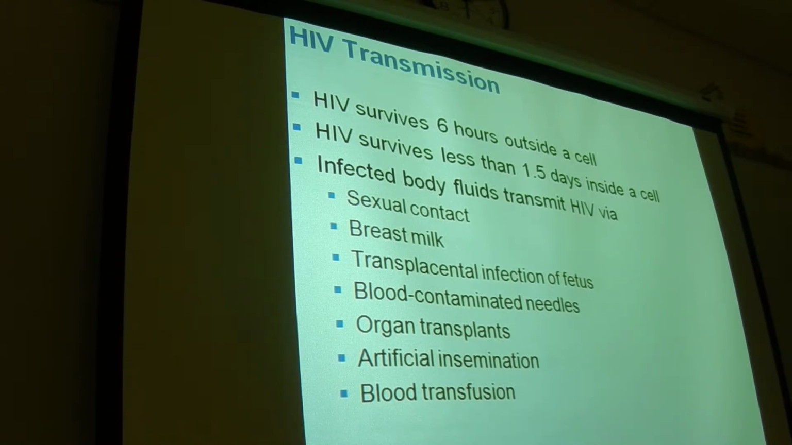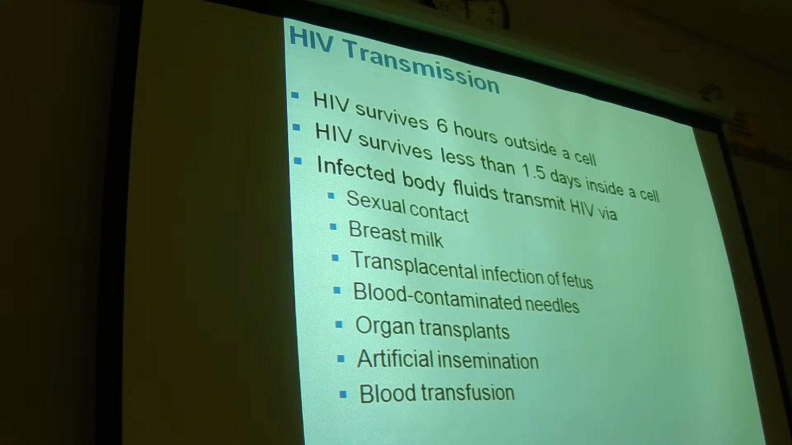Sexual contact, obviously, breast milk, transplacental infections of the fetus, blood contaminated needles, organ transplants. Because again, anytime, obviously, they do a blood donor transfusion or an organ transplant, they test it for HIV. Artificial insemination, again, blood transfusion.